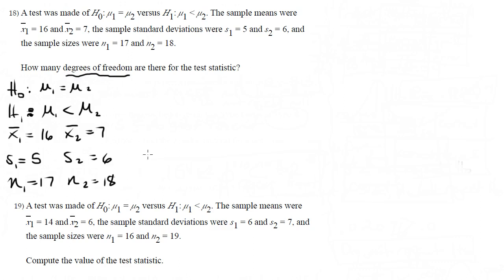So if we look at the degrees of freedom for N1, N1 minus 1, 17 minus 1 is 16. The degrees of freedom for N2, 18 minus 1 is 17. Now, which degrees of freedom do I use for my test statistic? Because I'm only going to have one test statistic here.